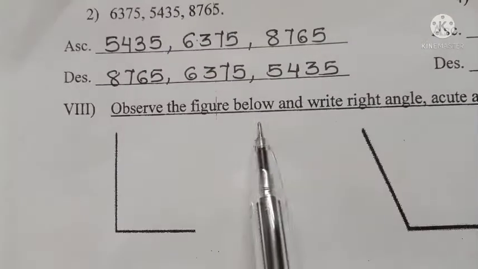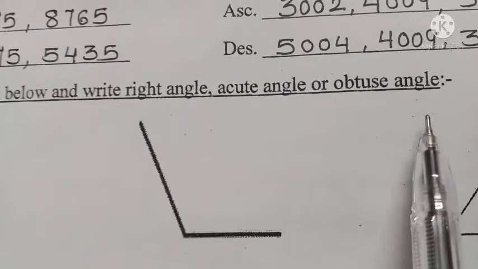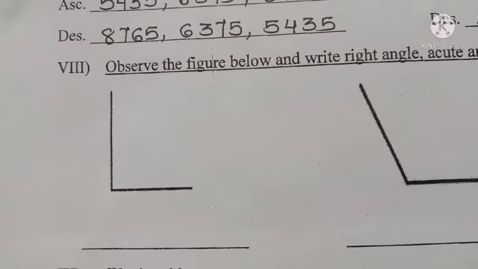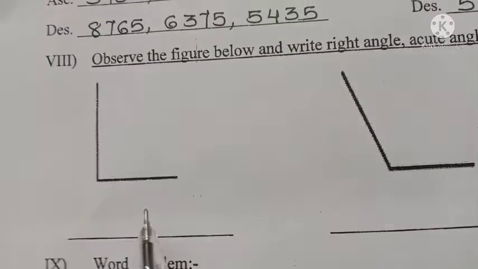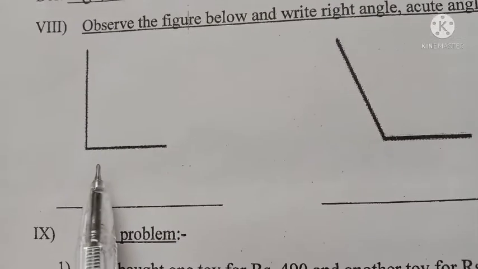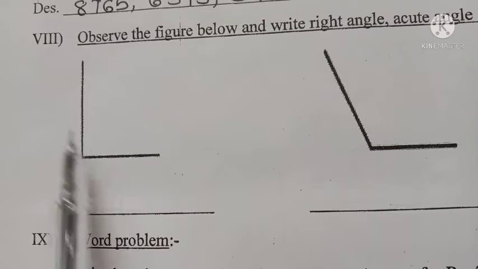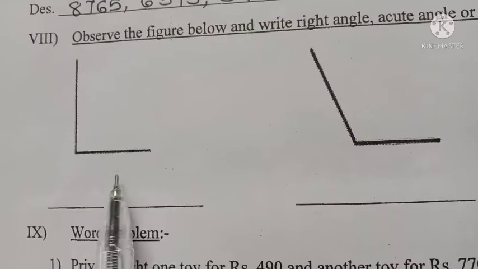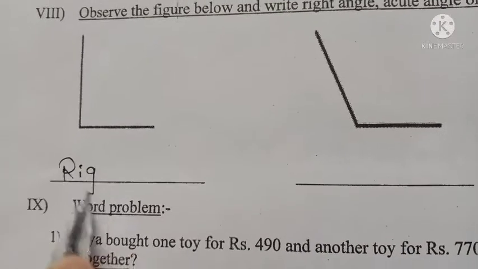Now we'll see the question number 8 here. Observe the figure below and write right angle, acute angle or obtuse angle. Students, I have already taught you about the right angle, acute angle and obtuse angle. So students, the angle exactly 90 degree is called as right angle. So we'll see that this is exactly 90 degree. So we'll write it as right angle.